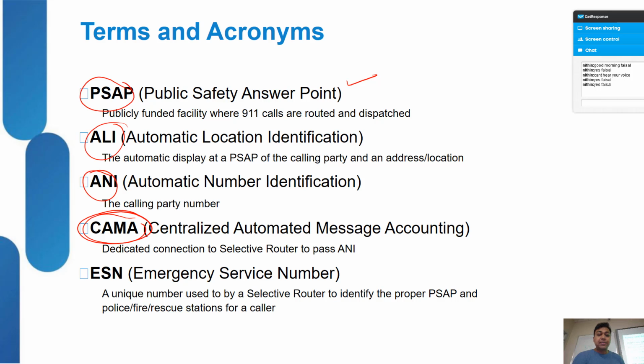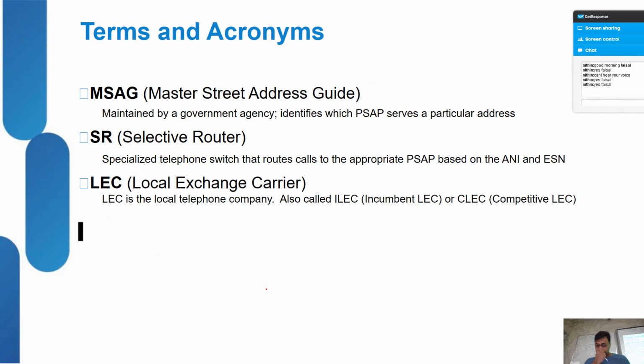And then of course you have the Emergency Service Number, ESN. A unique number is used by the selective router to identify the proper PSAP. So when a call comes from your office, the selective router, which is a special router, is responsible for identifying which PSAP is responsible for handling your call. So it makes a decision based on a specific number. Okay?